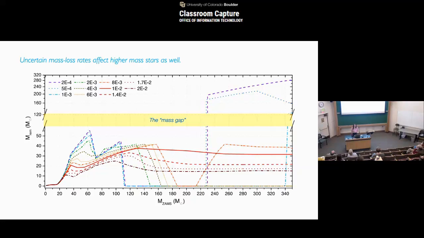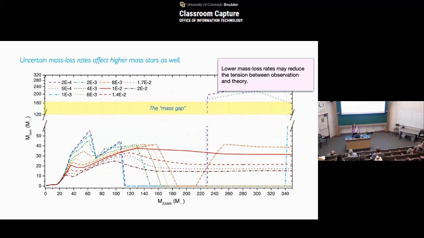And what I suspect will happen is that mass loss rates during the yellow supergiant phase are low. You don't need to ad hoc fiddle numbers to make it work. They just actually are really low. And this may reduce the tension between observation and theory for the black hole mass gap, because I expect the mass gap could move up. So uncertain mass loss rates really do affect higher mass stars as well.